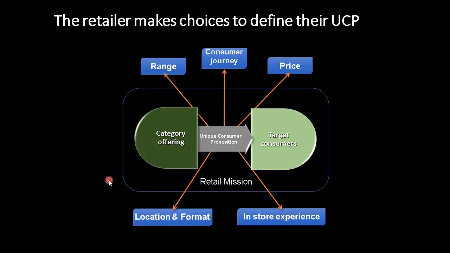As a retailer, to make sure your category offering is reaching the target consumers, you have to work on your unique consumer proposition. The elements of the UCP can be a range, a consumer journey, a price, location and format, or an in-store experience.